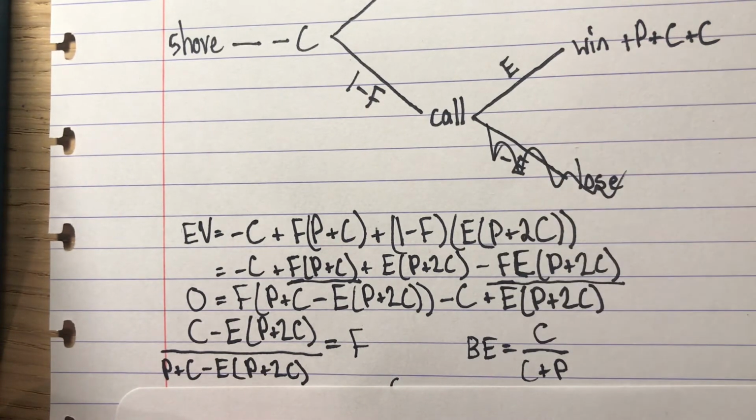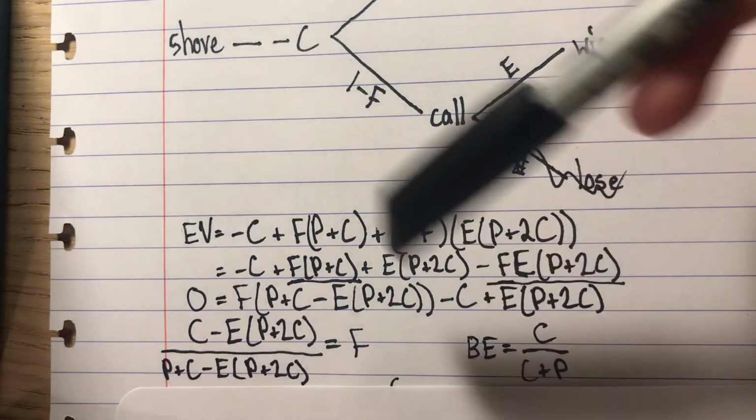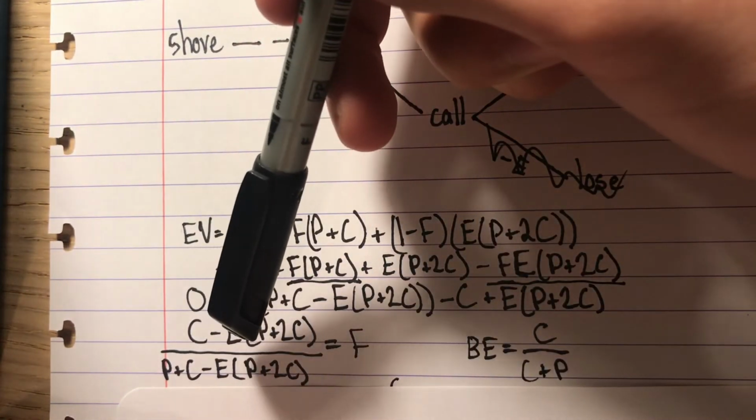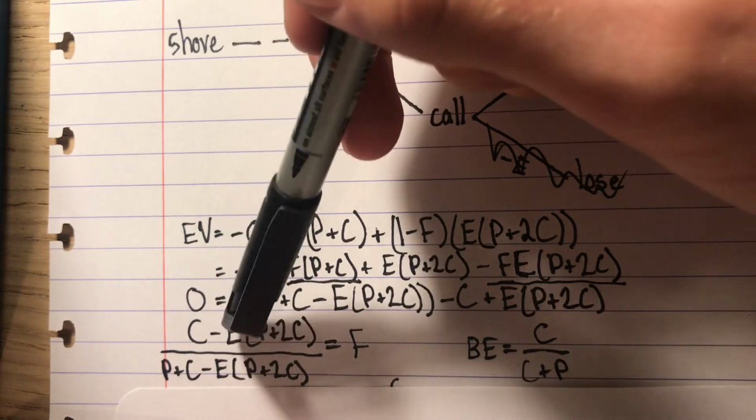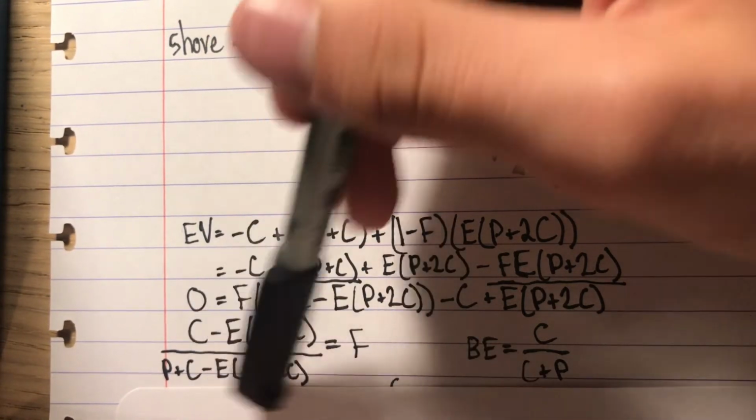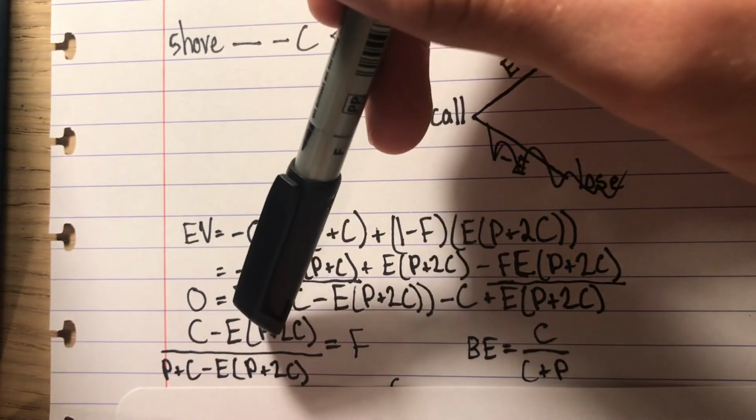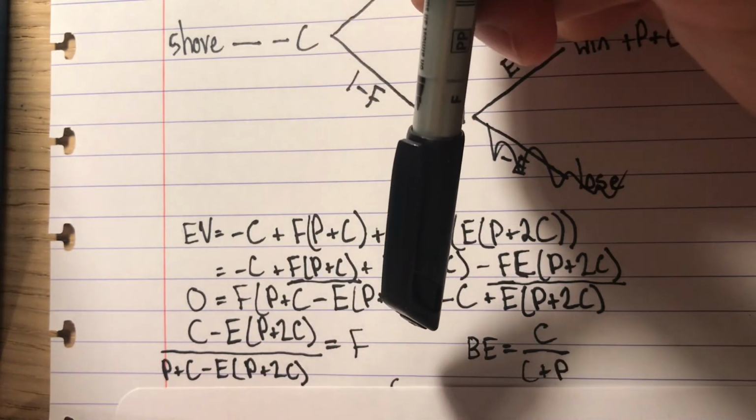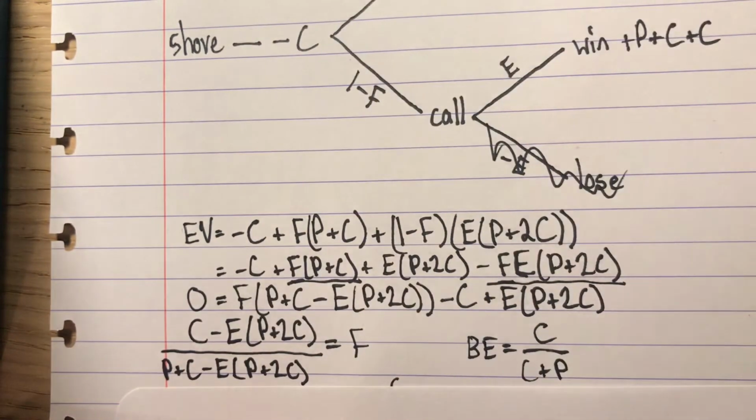By the way, I just found it interesting that it looks a lot like our break-even formula, except we have this difficult, confusing factor, this P plus 2C factor.